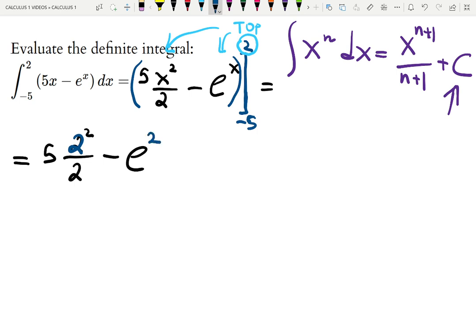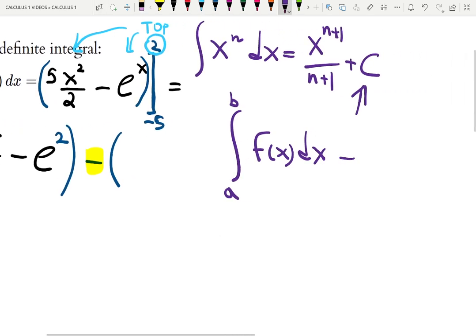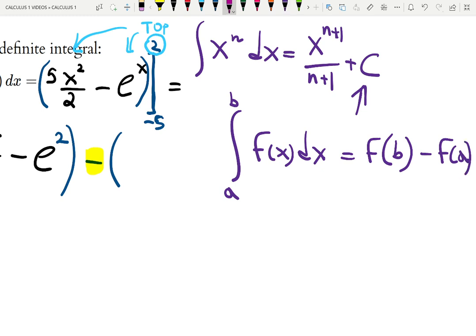Now, it's very important to have parentheses, negative sign, and new parentheses. The negative sign comes from the formula. If you remember, the integral of f of x dx from a to b will be: substitute the top, substitute the bottom, and find the difference. That is the fundamental theorem of calculus, part 2.